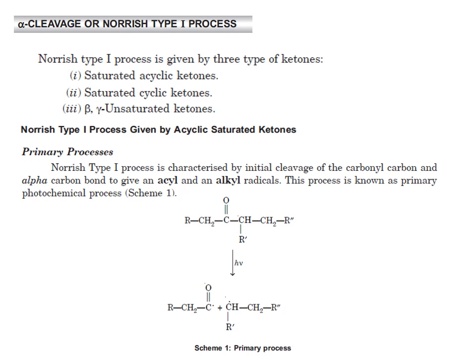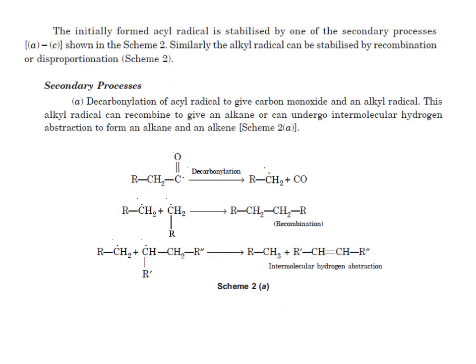This is the carbonyl compound and its bond breaking. The alpha bond attached to the C double bond O and the CH2 produces the acyl radical and the alkyl radical. The initially formed acyl radical is stabilized by one of the secondary processes. We will discuss the secondary processes one by one, as shown in scheme 2. Similarly, the alkyl radical can also be stabilized by recombination or disproportionation.